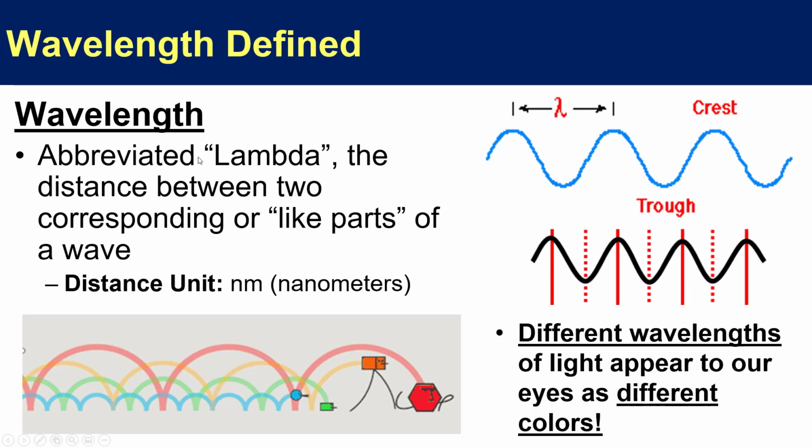Now, your wavelength is a distance unit, so you can have wavelengths that are measured in any unit that will give you distance. You can essentially do nanometers, you could do meters, you could do miles. Doesn't really make a difference. And what's really cool about wavelengths is different wavelengths of light will appear to our eyes as different colors.